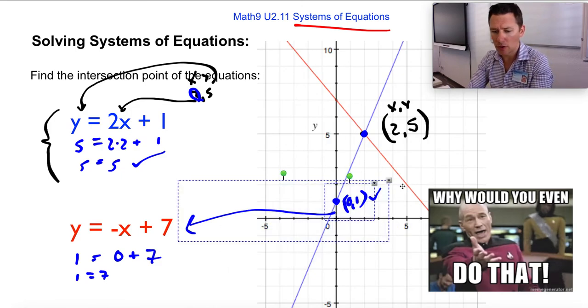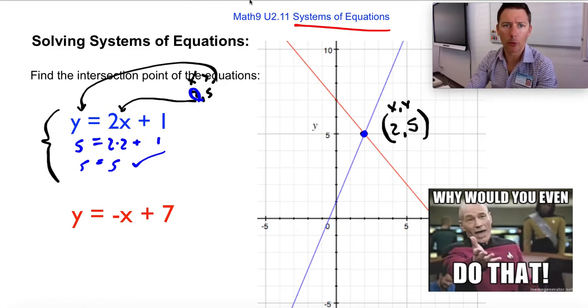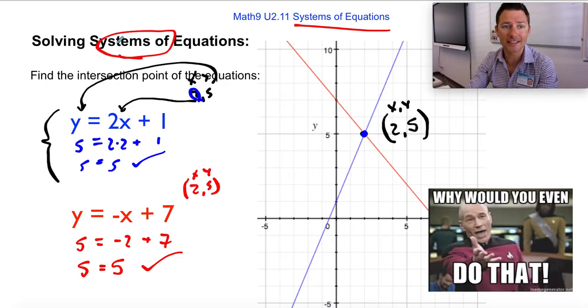However, what's special about this point is that it works for both the blue and the red. So let's try it with the same point, (2, 5). Here's the x, here's the y. Plug the x in: negative 2 plus 7, and plug the y in over here, 5. And you get negative 2 plus 7. Hey, that's 5. Does that equal 5? Yeah! So this point is a solution to the system of equations, the simultaneous equations, because it works for both the blue and the red equations, makes them true.